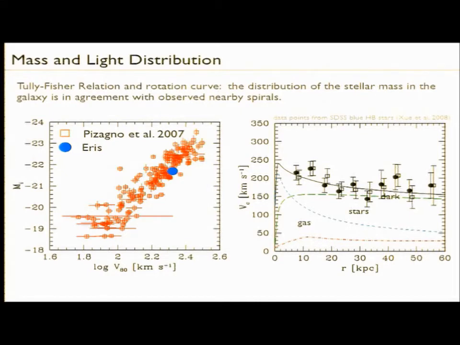We can also compare the rotation curve to that of the blue horizontal branch stars, and it does pretty well. We don't really know what's going on at the very center, but it's possible that this peak is a little bit too high.